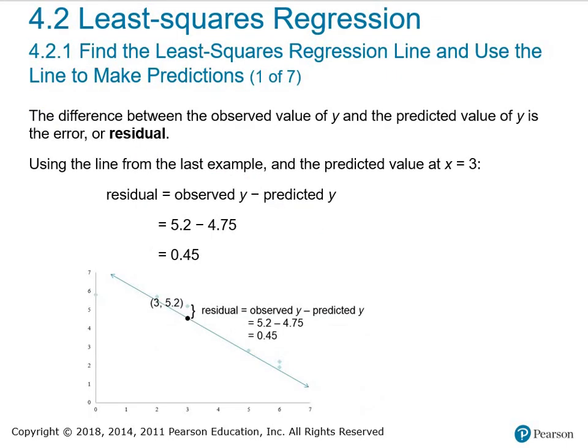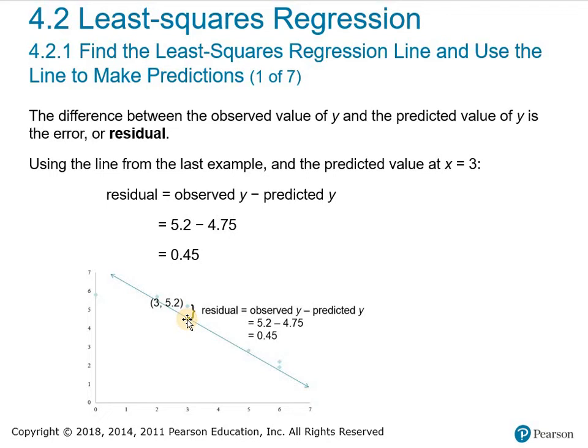The difference between the observed value of y and the predicted value of y is what we call the residual or the error. So the residual, as you can see in the picture here, is the distance between the actual value, the observed value, and the predicted value, which is the value we found using the equation we created in the previous steps.